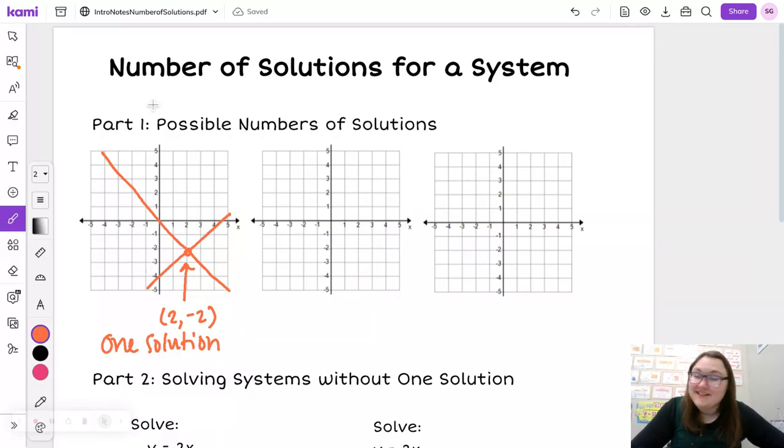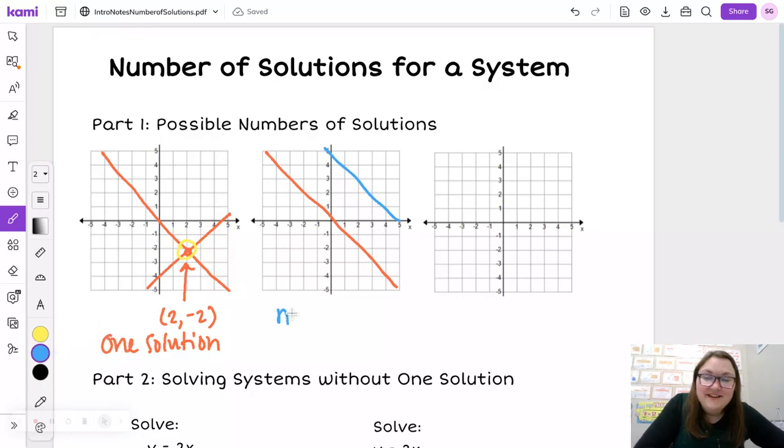Now for a lot of our systems, this is true. Our graph looks something like this. But there are two other possibilities, which is what this lesson is all about. For example, you could graph two lines that look something like this, and then you graph the second line, and it looks like this. We said the solution is the point of intersection, but these two lines don't intersect. There is no point that is on the orange line and also the blue line. So here there's no intersection point, and our answer would be there is no solution. There is no point that would satisfy both equations.